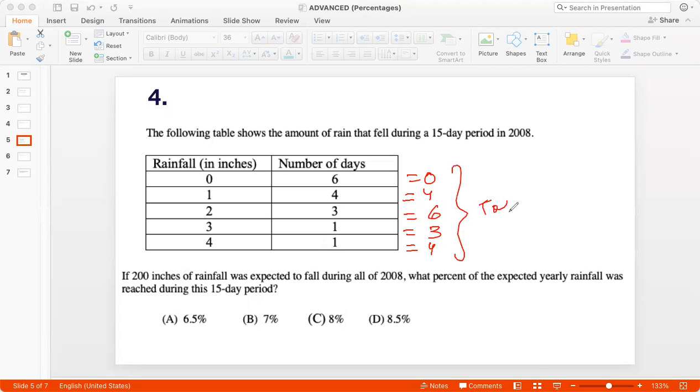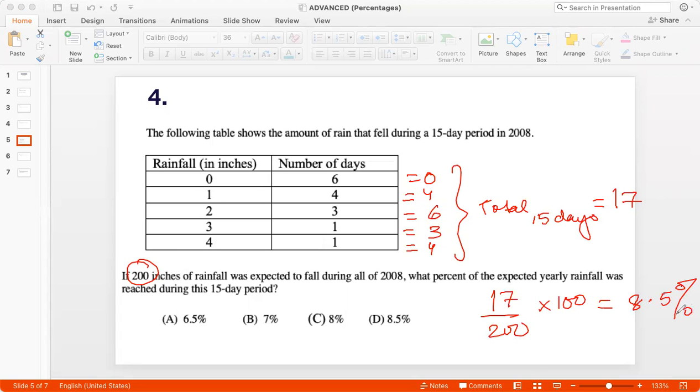So the total rainfall for these 15 days is 6 and 4, so that's 17, right? And 200 was supposed to fall during all of 2008. So what percentage was reached during this 15 days? That's 17 divided by 200 times 100, which is 8.5%. Option D.